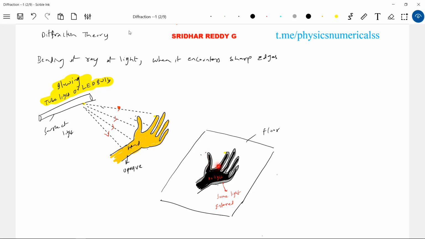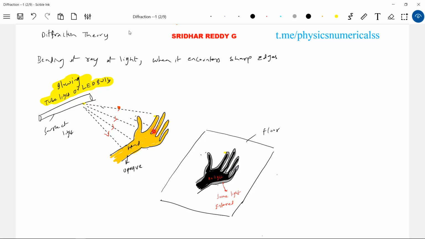Let's not go into the details of shadows. We are more bothered about diffraction. When the ray of light encounters the edges, the surfaces, it will start bending. So what is diffraction? It is the bending of rays of light when they encounter sharp edges. When sharp edges come, the light starts bending.